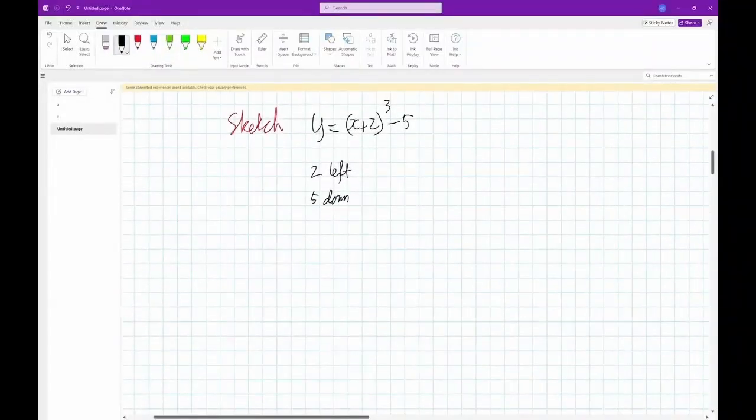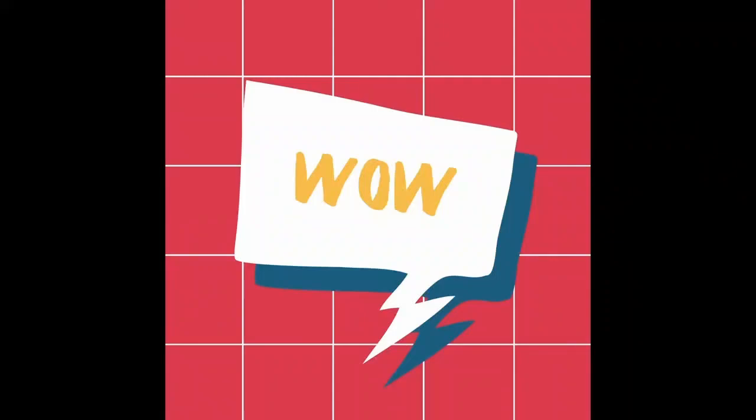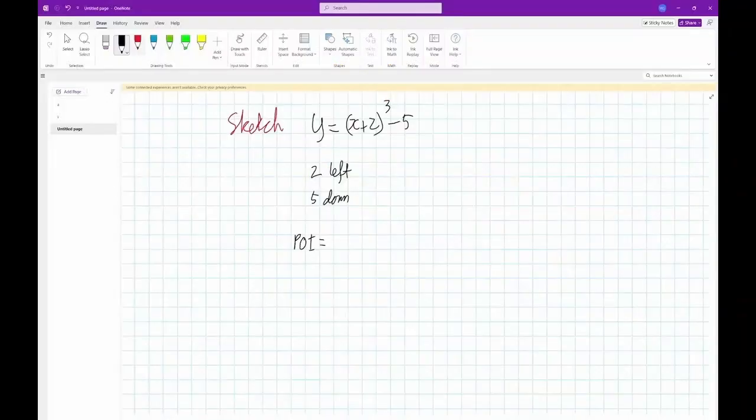There's no reflections or dilations, which is great, so we can just move on to the next thing. Now, the first thing we need for a point of inflection cubic is the point of inflection, POI for short. And that is simply going to be h, k. So in this case, we've got 2 to the left, negative 2, and we've also got 5 down, so that would be negative 5. And so our graph is going to start there.